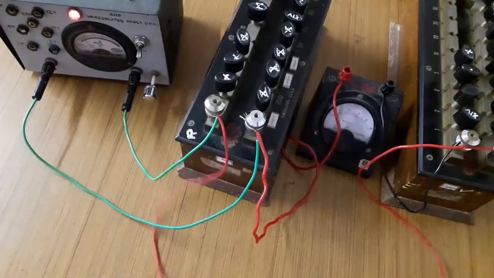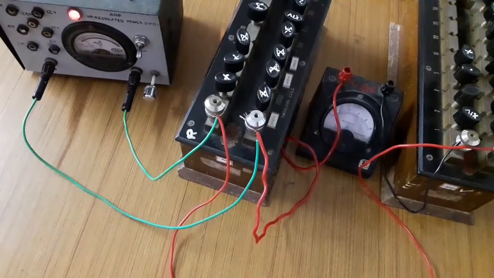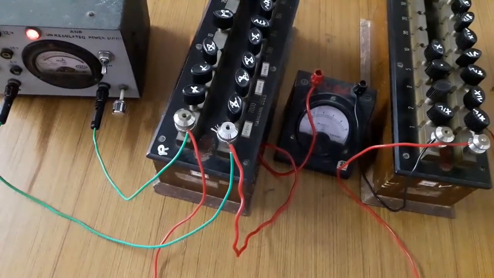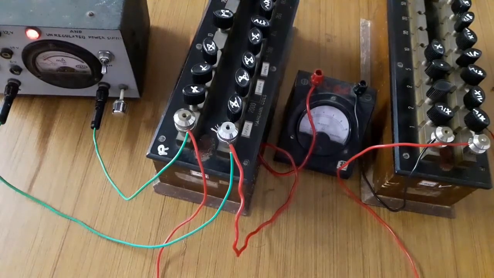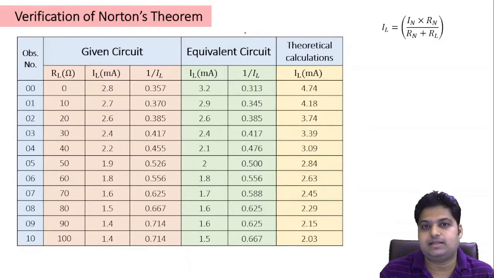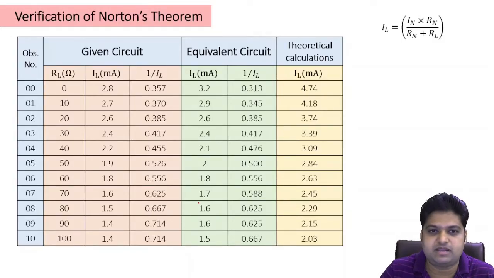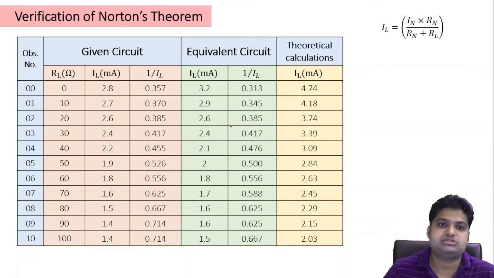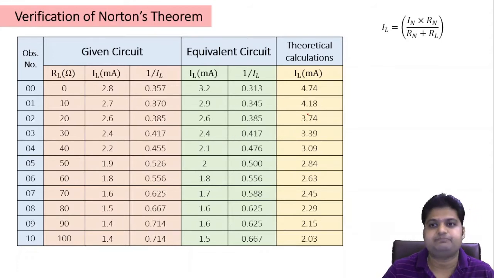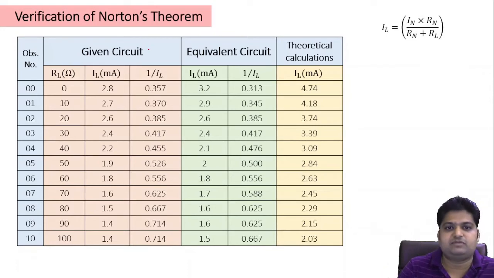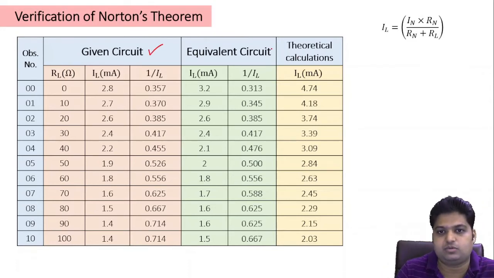Let us now go back and do the calculations for Norton's equivalent circuit and Norton's given circuit, and see whether Norton's theorem is verified or not. So see you for the calculations. Okay, welcome back. We just performed the experiment. We have seen that the readings are quite good. Not like Thevenin's theorem, we didn't get exactly equal, but good enough to say that they were similar. Here we have the reading from the given circuit, and the reading from the equivalent circuit.